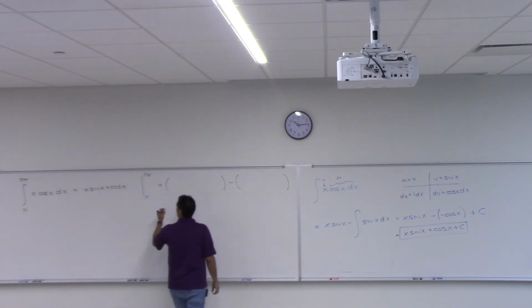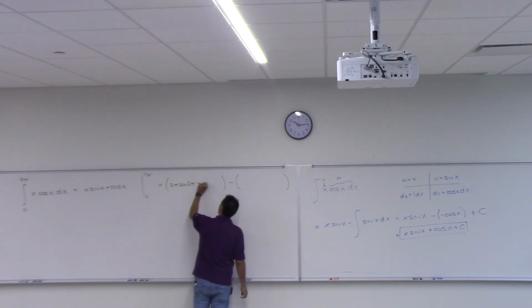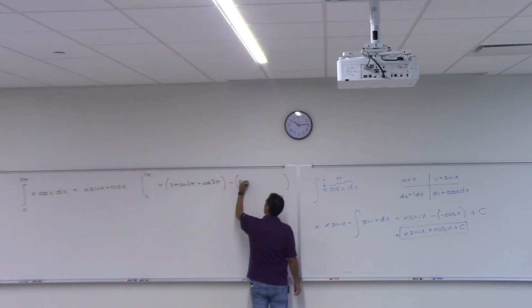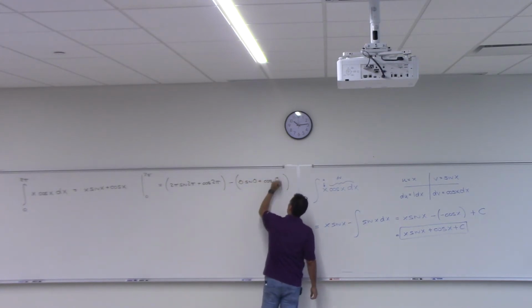So now this is going to become 2 pi sine of 2 pi plus cosine of 2 pi. And then I plug in 0. 0 sine of 0 plus cosine of 0.